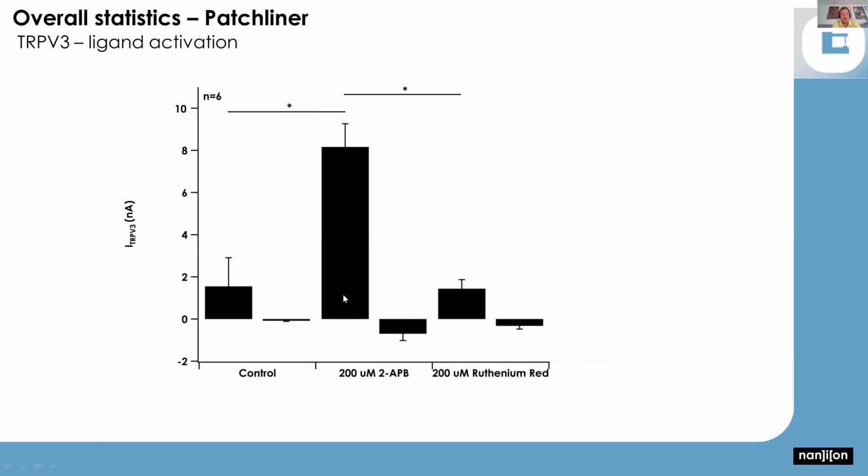And we repeated those experiments 6 times, and as you can see, compared to the TRPV1, there was already a larger basal current, but still we were able to activate a very large outward current with the 2-APB.